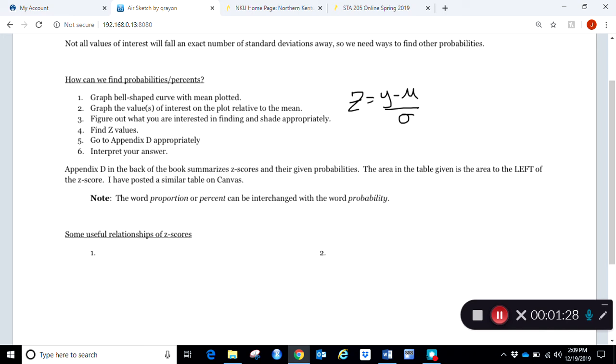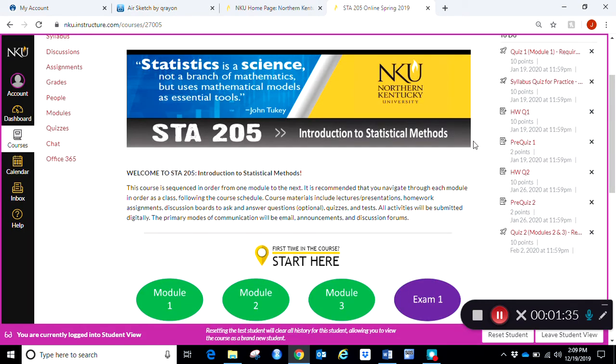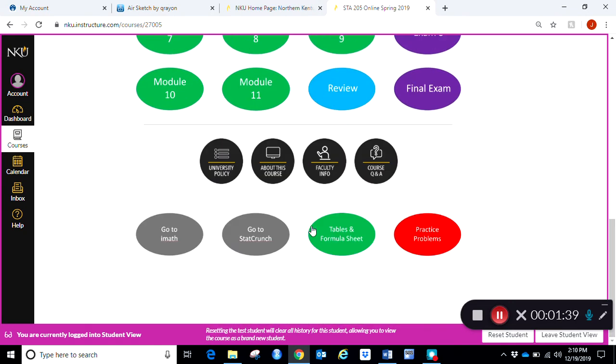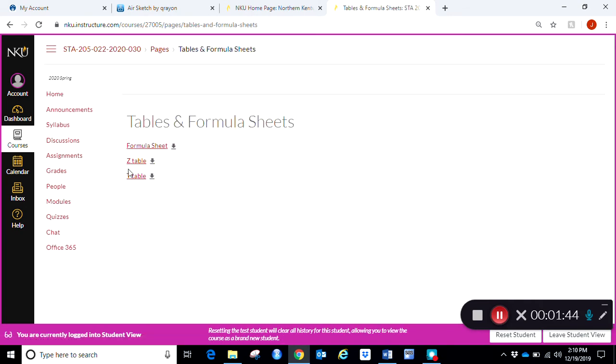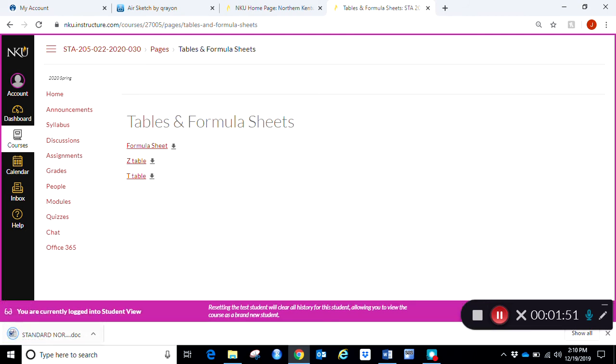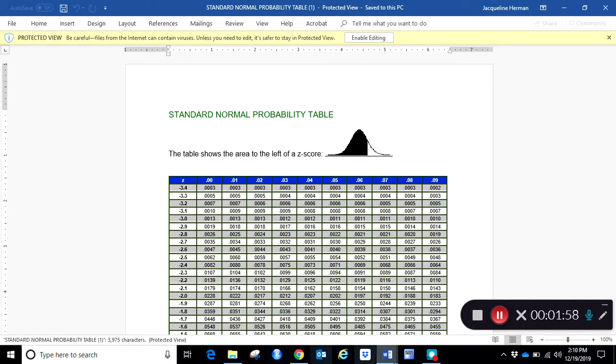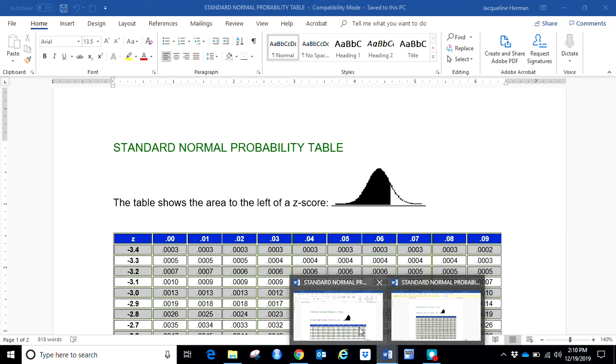So we're now going to spend a little bit of time just looking at that table to make sure we feel good about how to read it. From your home page, there's going to be a tables and formula sheet oval that you can click on. From there, we're going to click on our Z table. For this table, you'll always get to have it in front of you for all quizzes and tests. Just make sure you have it handy.